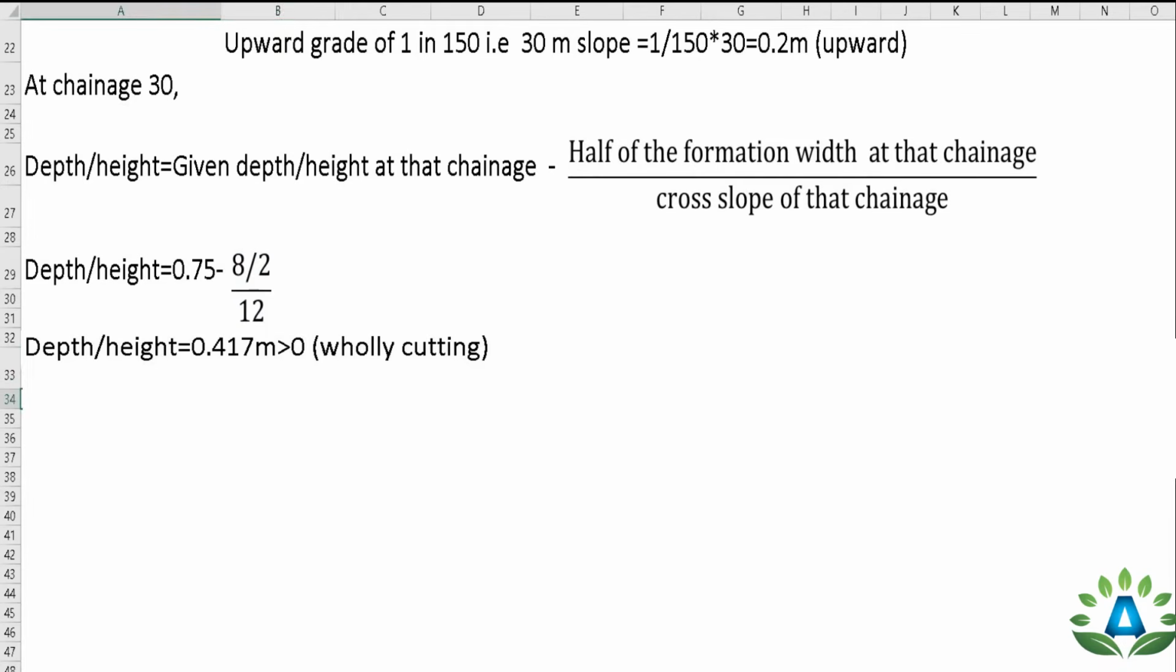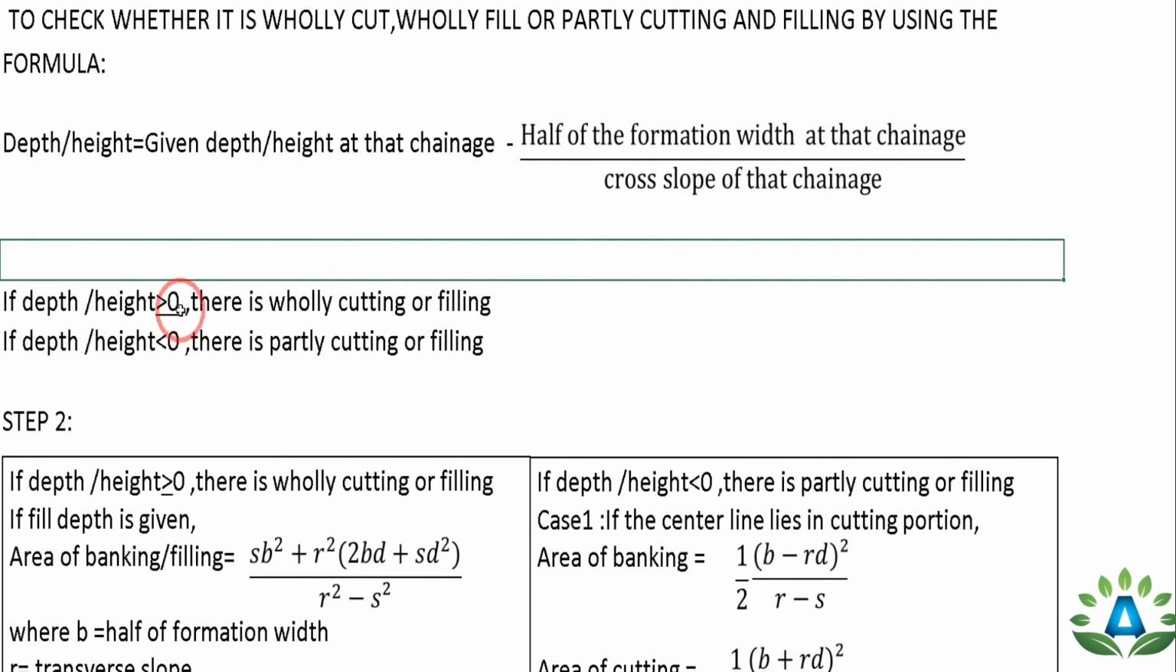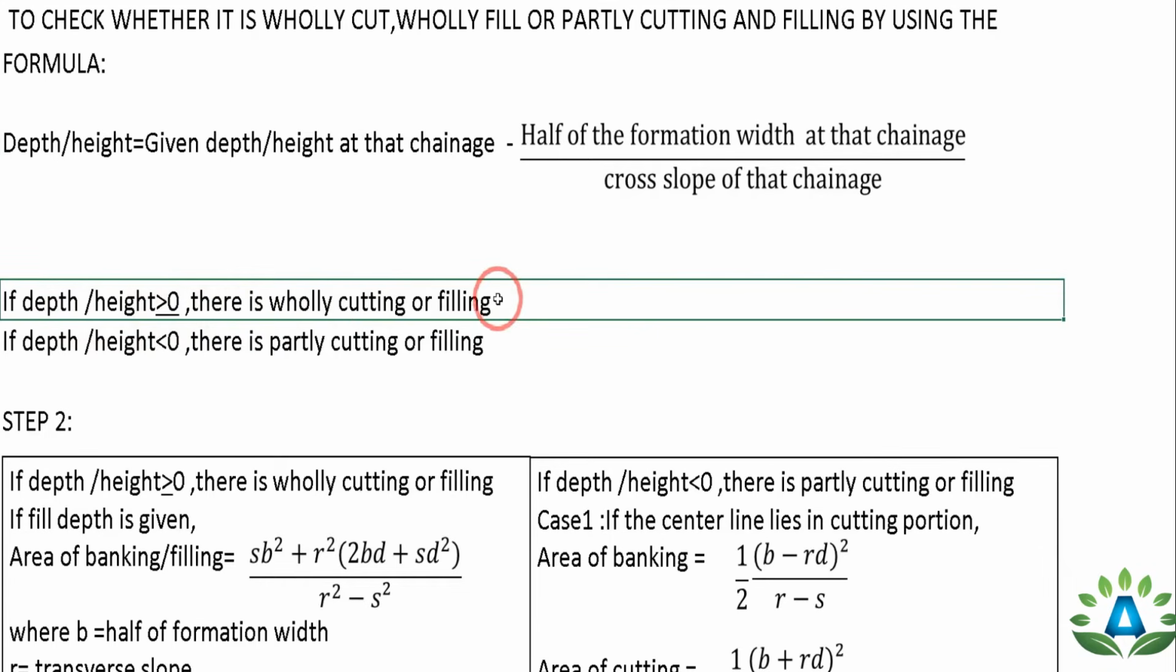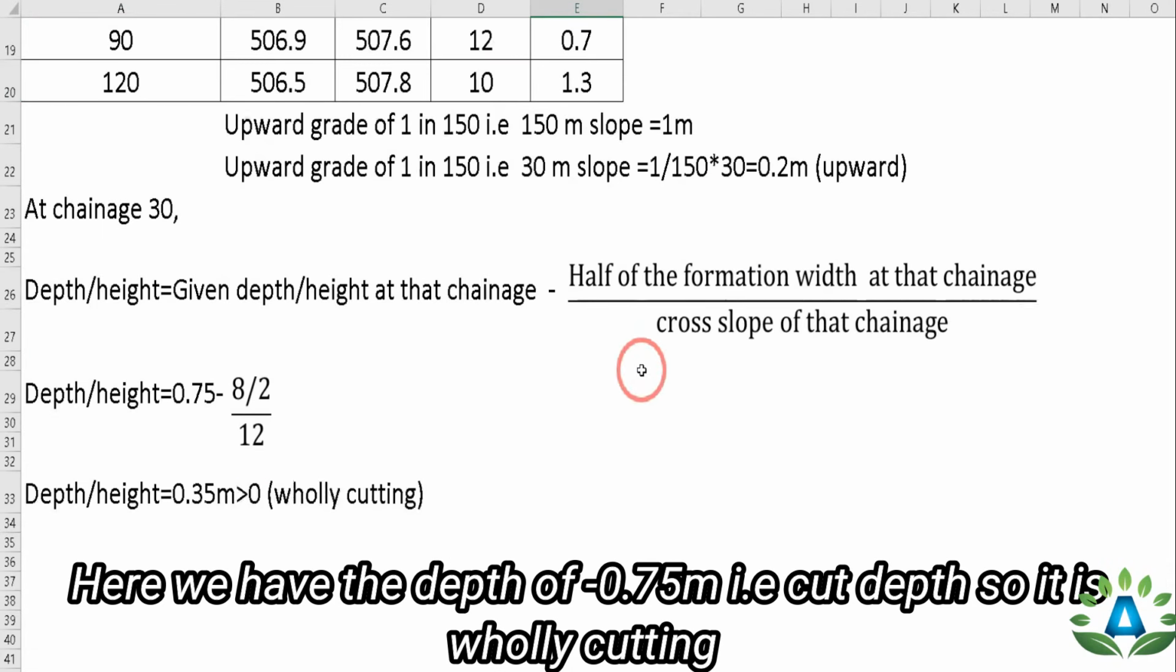While solving this we get its value 0.417 meter, which is greater than 0, and we have already discussed that when its value is greater than or equal to 0 there will be wholly cutting or filling. So to check whether it is wholly cut or fill, we need to see whether we have this as cut depth or fill depth. So here we can see it is a negative portion, that means it is a depth of cut, so we can simply say it is wholly cutting.